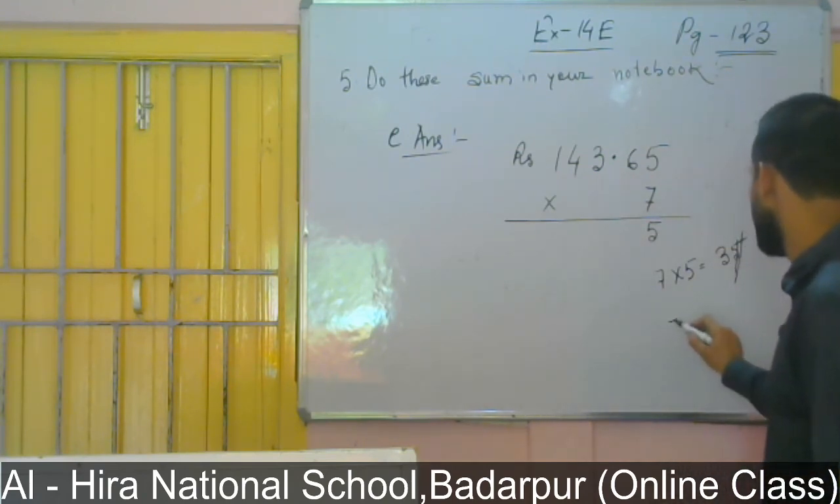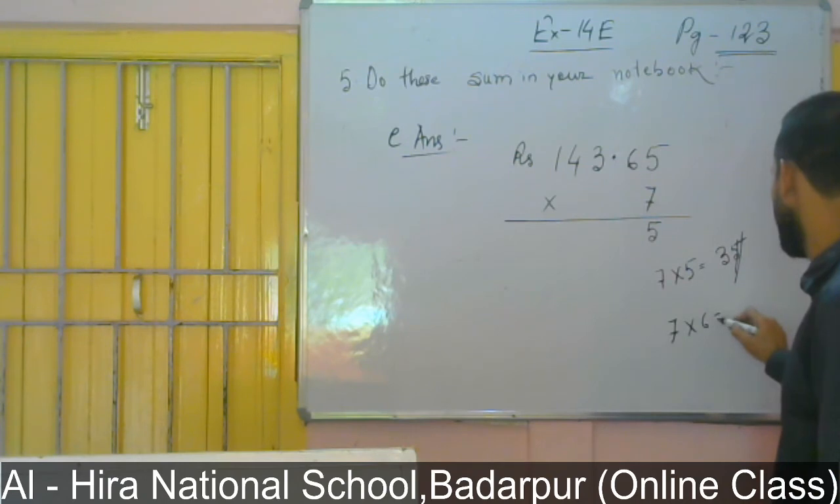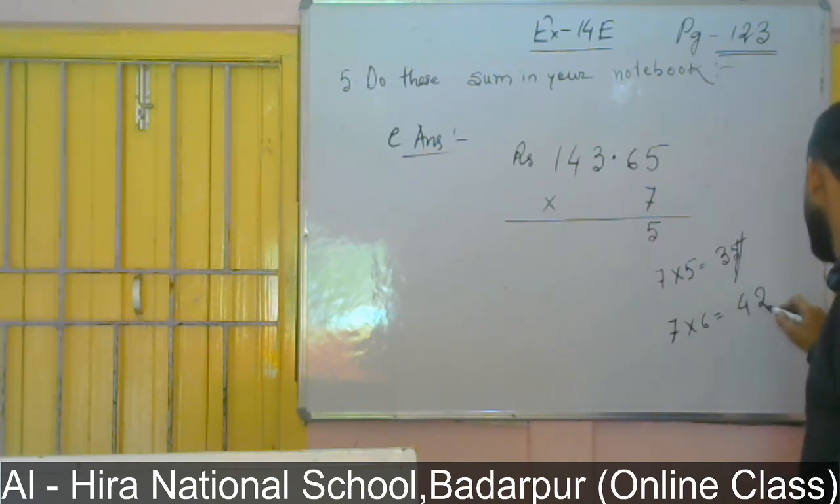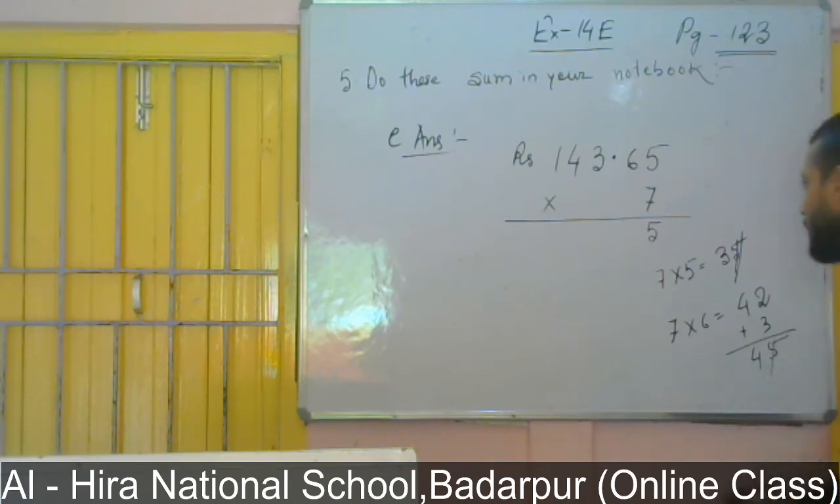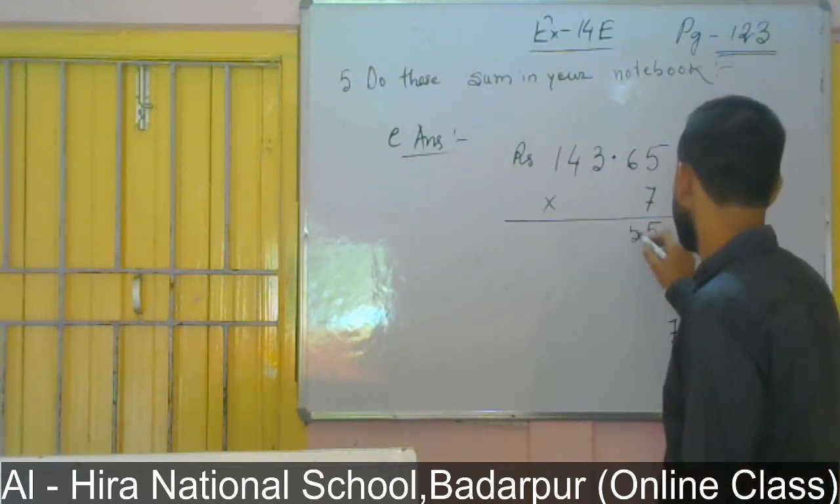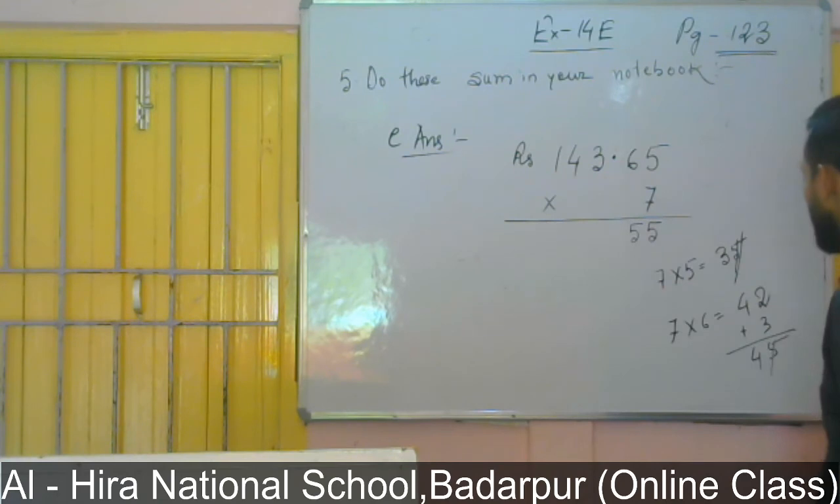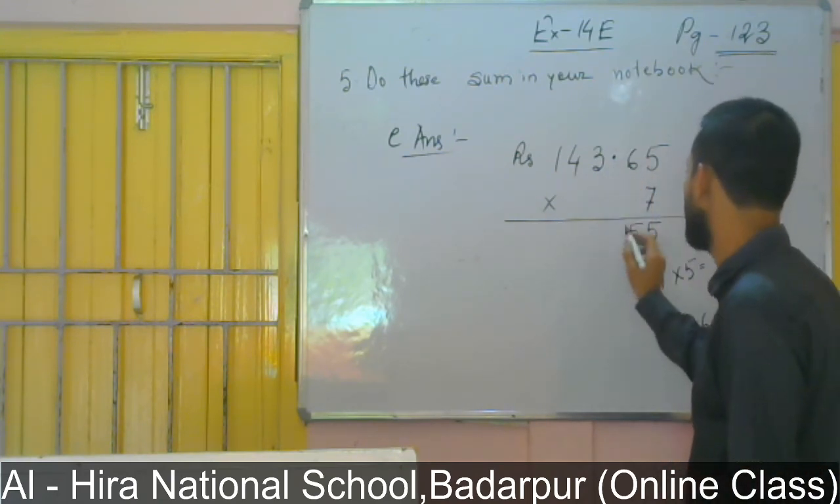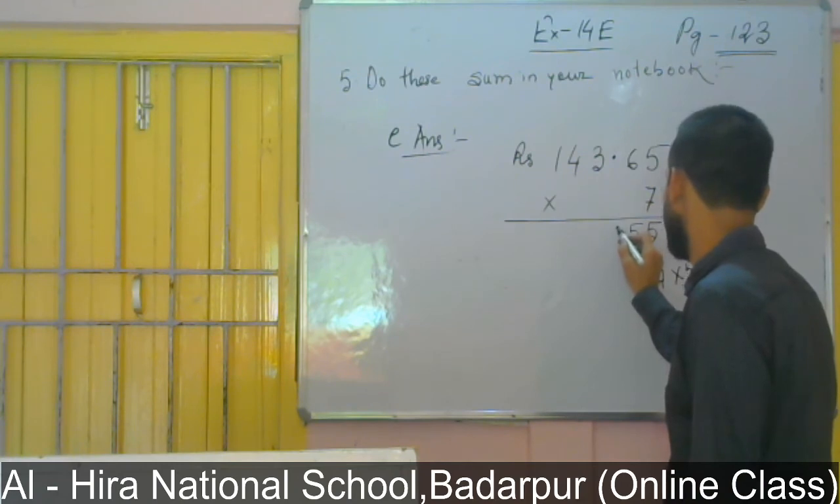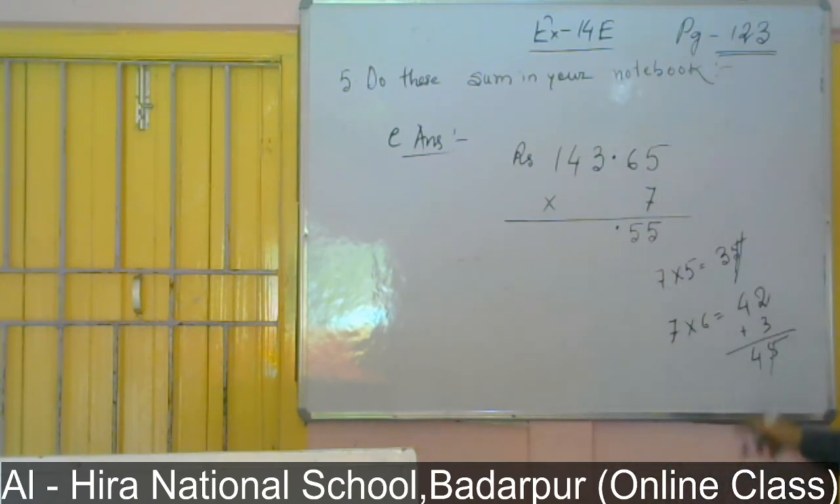Now again we are going to multiply 7 and 6. We know that 7 6s are 42. With 42 we are going to add 3, which equals 45. So from 45 we are going to write here 5. Now 4 will be in my hand. Here we can see that before 2 places the decimal point comes. So here also we have to put the decimal before 2 places.